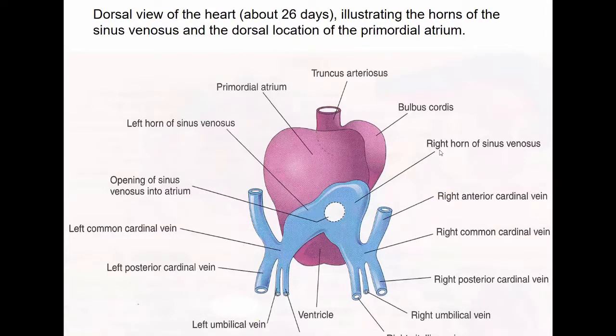So right horn of the sinus venosus, left horn of the sinus venosus, and the sinus venosus will receive the cardinal vein, the umbilical vein, and the vitelline vein here and here. Right anterior cardinal vein, right posterior cardinal vein, right umbilical vein, right vitelline vein, left vitelline vein, left umbilical vein, left posterior cardinal vein, left anterior cardinal vein, left common cardinal vein. So these are the veins that open into this left horn, this right horn, and this central part of the sinus venosus. This is the sinoatrial orifice, and this is our common atrium. We are seeing the heart from the back.